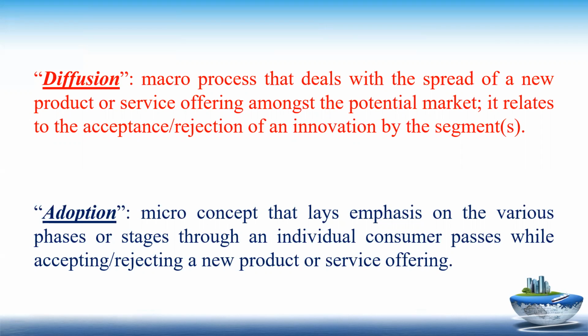Then if we are talking about adoption, it is a micro concept. It lays emphasis on the various phases or stages an individual passes through while accepting or rejecting the new product or service offering. So diffusion relates to acceptance or rejection, but in adoption we are moving to a deeper level. Here we are seeing the phases or stages through which the consumer has to pass before accepting or rejecting the new product or service offering.